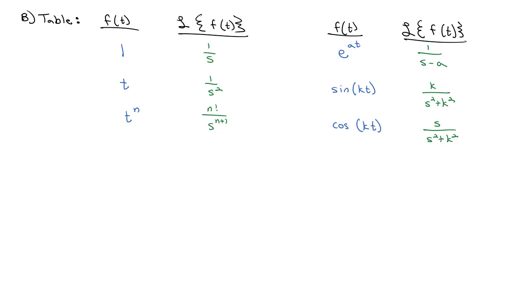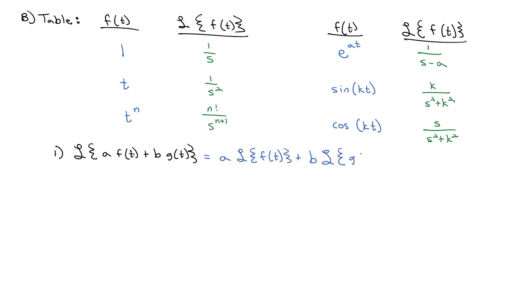And so these tables can help us, along with one important property: the Laplace transform of a constant times a function plus a constant times another function turns out to be, we can distribute that Laplace transform through and pull the constants out, giving us a times the Laplace transform of the first function plus b times the Laplace transform of the second function. And if there were many functions, we could continue that on.